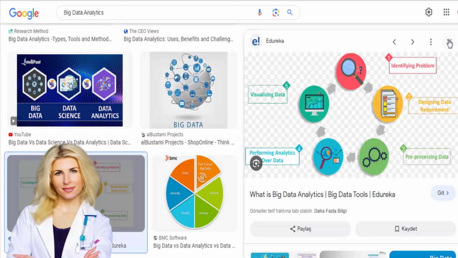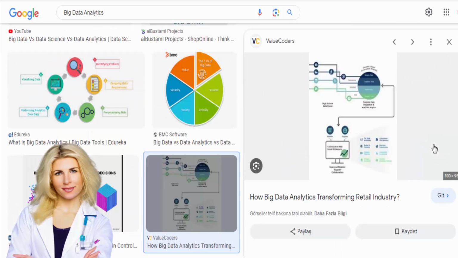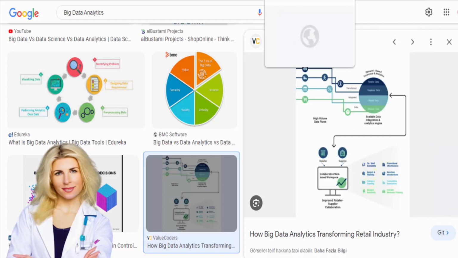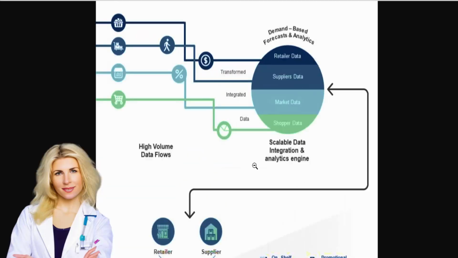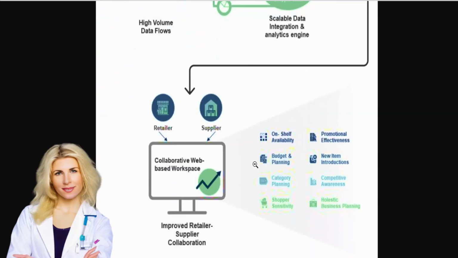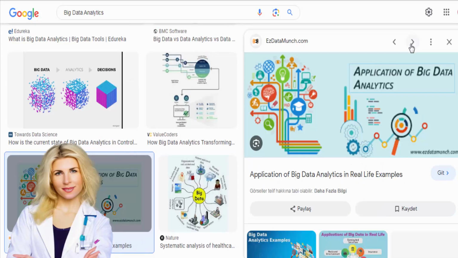These datasets are typically characterized by the three Vs. Volume. Big data involves massive amounts of data. This could range from terabytes to petabytes of data, or even more. Velocity. Data is generated and collected at high speeds. This can include data streaming in real time from various sources such as social media, sensors, and more. Variety. Big data comes in many different forms, including structured data, like databases, semi-structured data, like XML files, and unstructured data, like text documents, images, and videos.